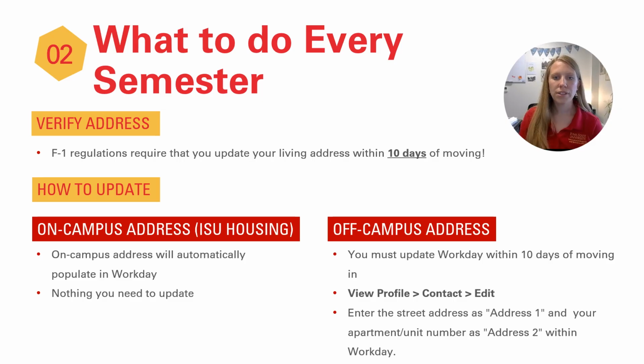When you report your address change to the university, ISSO will subsequently update the reported address in your electronic immigration record. If you live on campus or in ISU housing, your on-campus address will automatically populate in Workday, and you will not need to update anything else unless you move to an off-campus address. All address changes can be made in Workday by selecting View Profile, then Contact, then Edit, and hitting Submit to save the changes. More information about this process can be found on our website under the Student tab and by selecting the Guide to Maintaining Status tab.